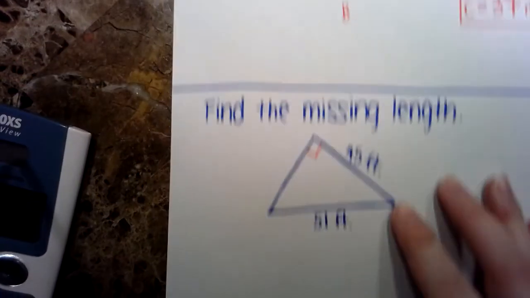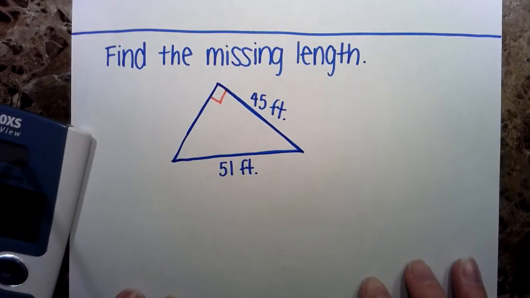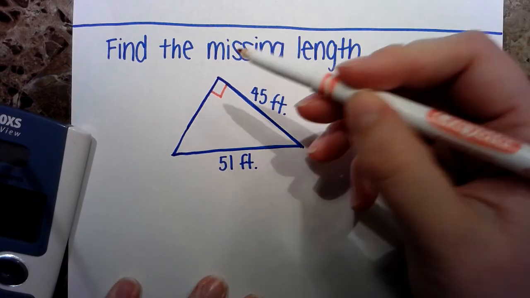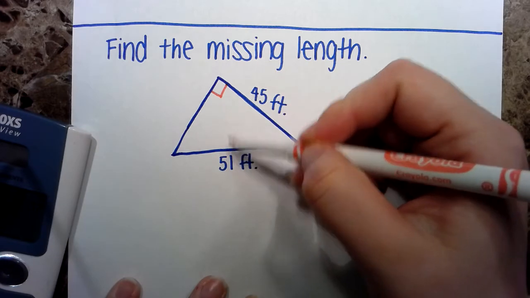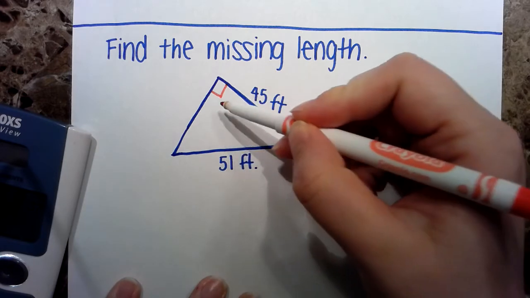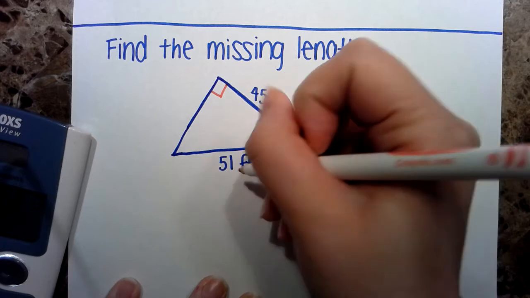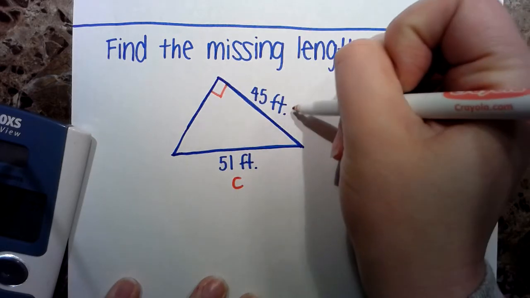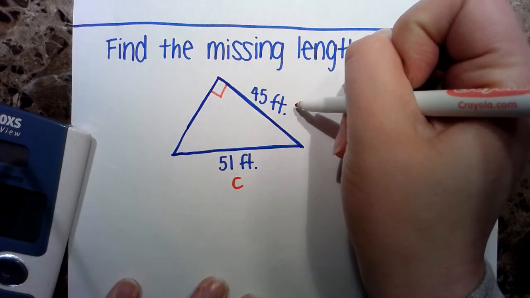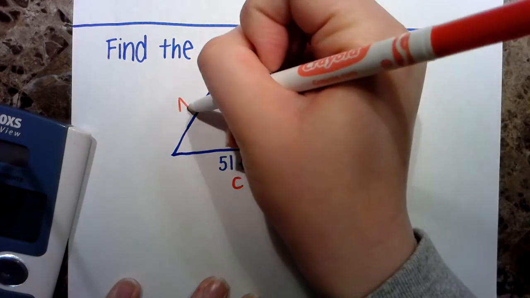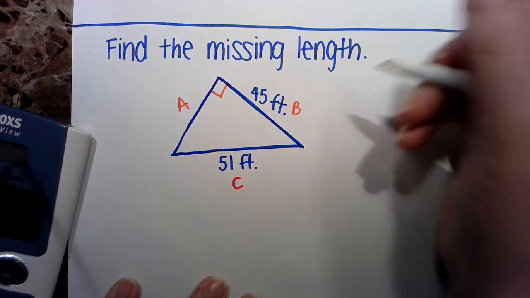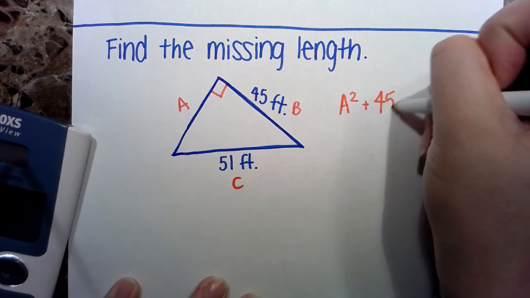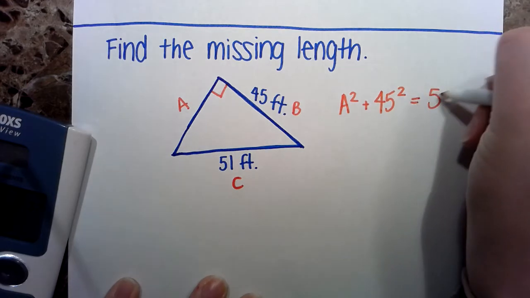Now, for this one, it says find the missing length. So first we have to figure out what we're finding. It looks like this value is across from the right angle, so this is going to be your C value. This is one of your legs, so it doesn't matter which one it is. I'm going to make this one my B, and I'm finding my A. So I'm going to do A squared plus 45 squared equals 51 squared.